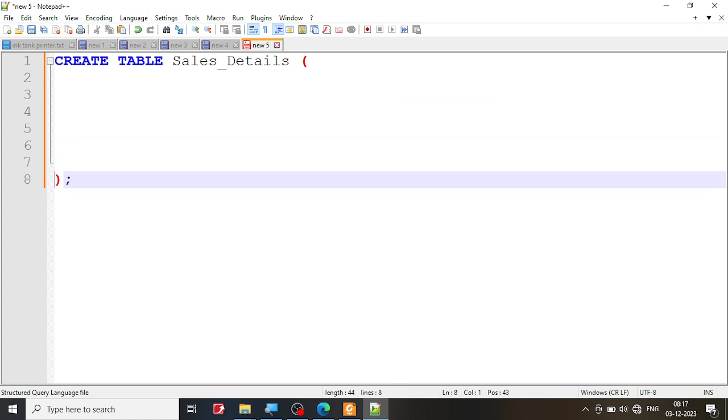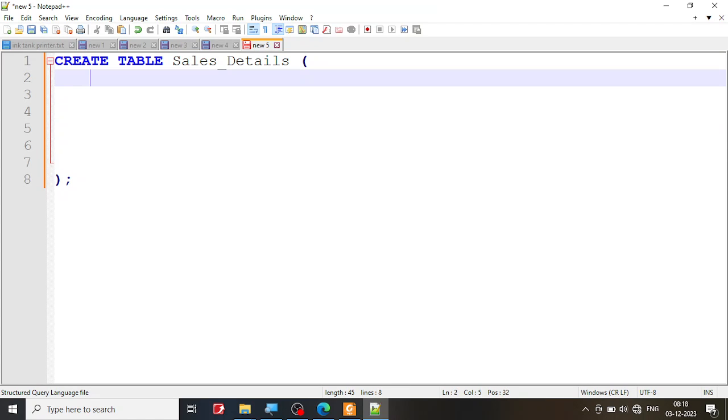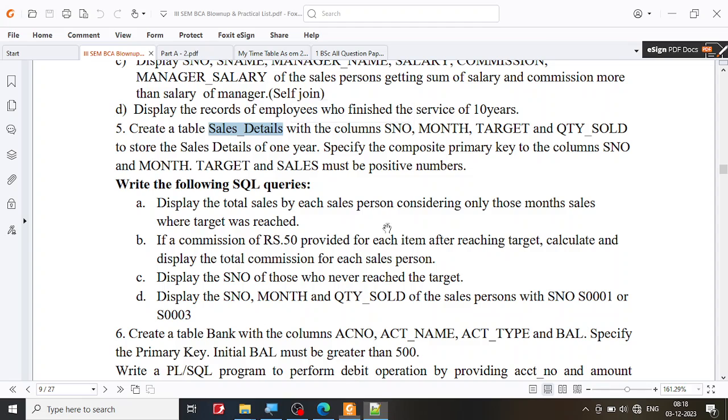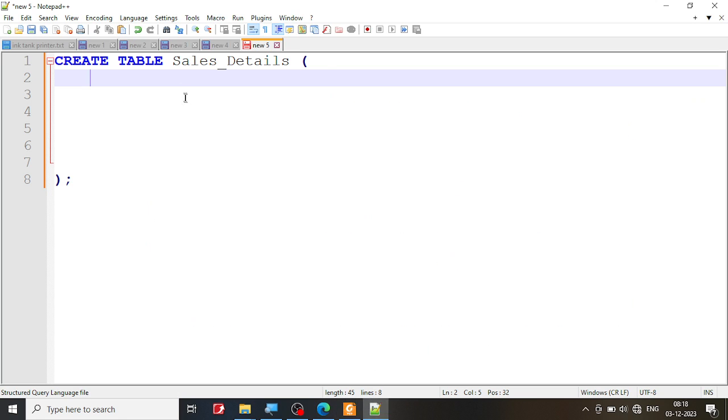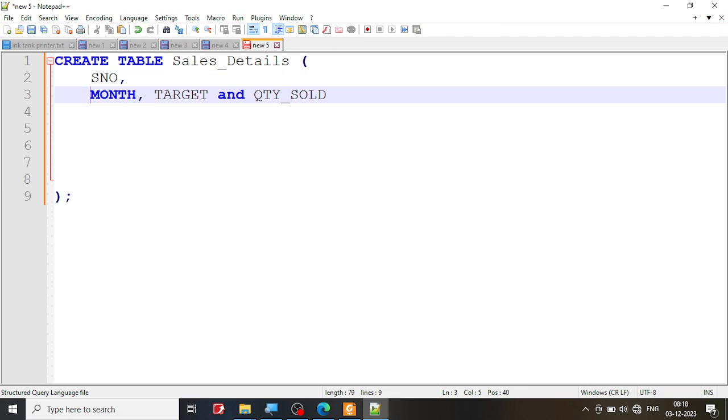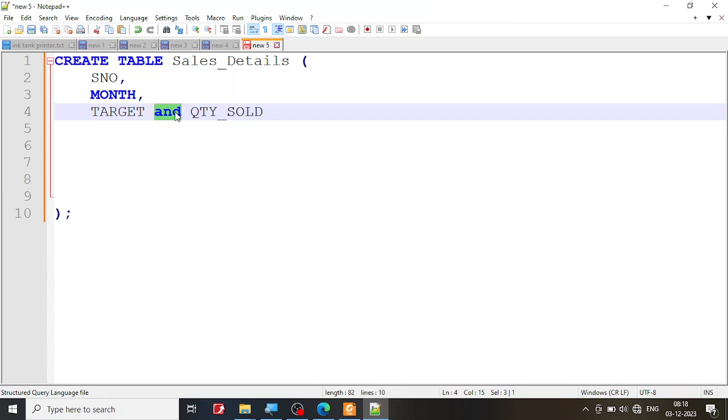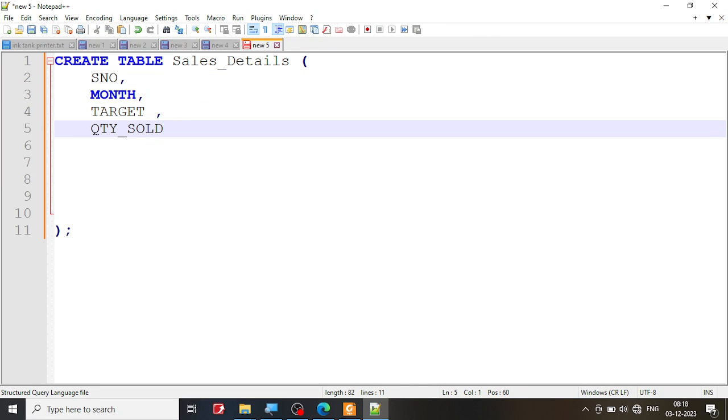So let's create the table, and the table has the salesman number. This is not serial number, the salesman number, the month, and target and quantity. So this is what is there. So let's start with the salesman number, the month, the target, and let me put a comma there, and quantity sold.